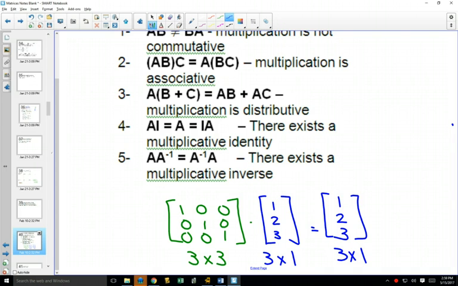So we want to have the number 1 exist for matrices. This is what it looks like. So when you multiply by that, you get 1. Or you get the same answer that you started with.